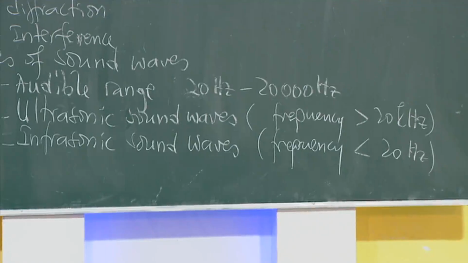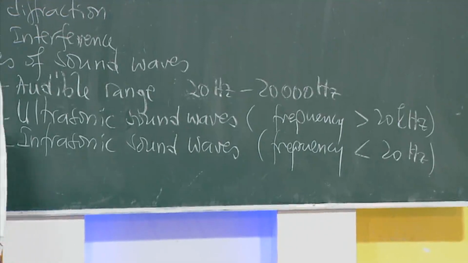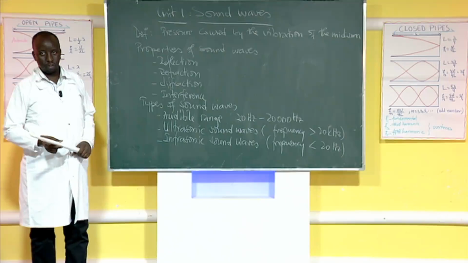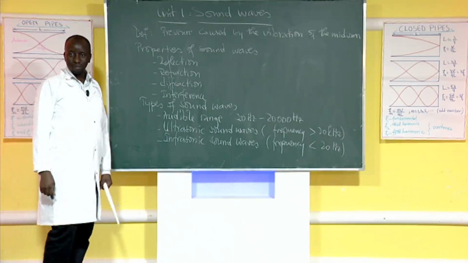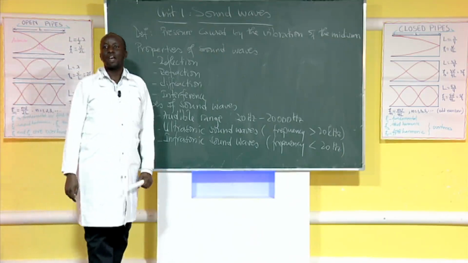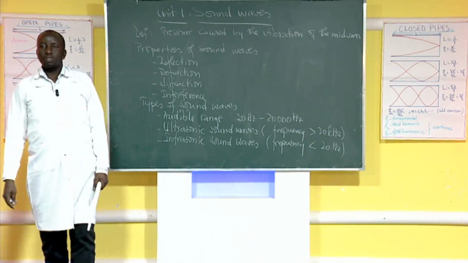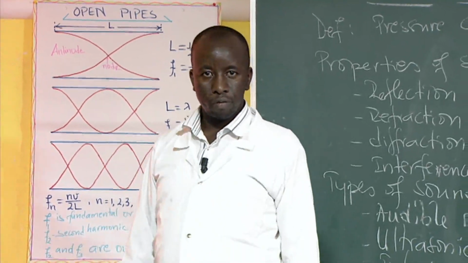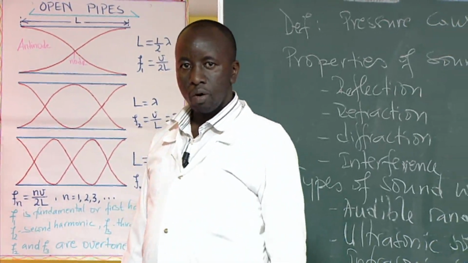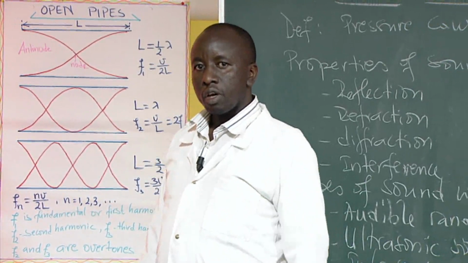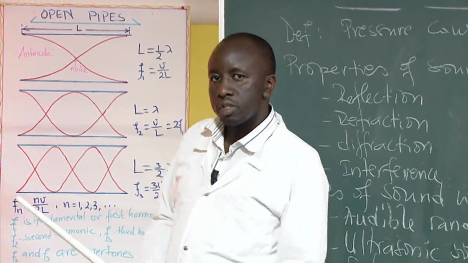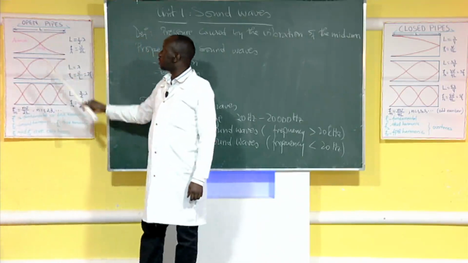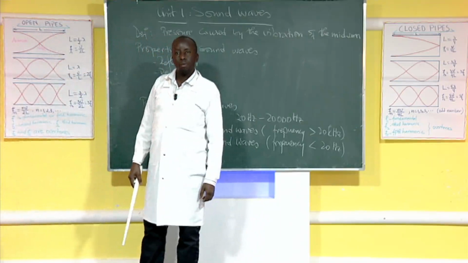Now, let's talk about the standing waves of sound in pipes. We have 2 types of pipes in which we have the formation of sound waves. And as you remember, this is one of the devices that can help us to produce sound. We have one here, and this is the open pipe.